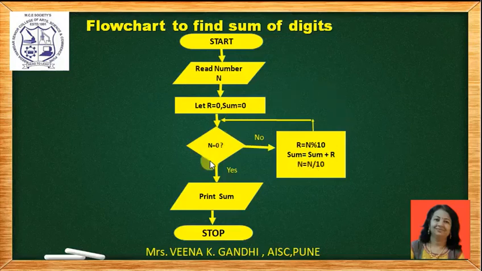Again we check if number is equal to 0. If yes, then we will print the sum. Means this process is repeated till that number becomes 0. After that we stop the flowchart.